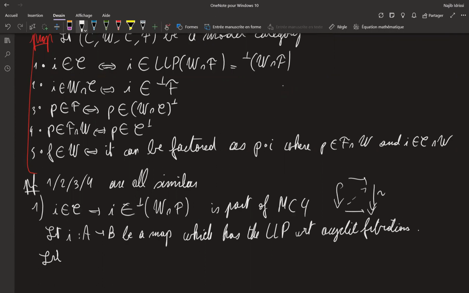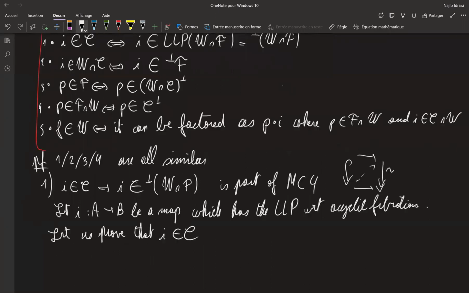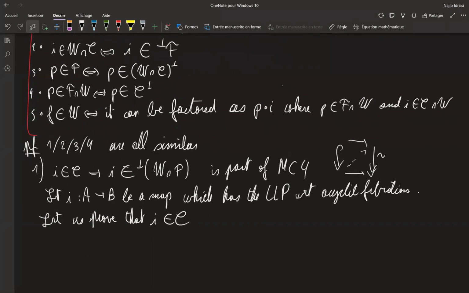And let us prove that I is a cofibration. To prove that it's a cofibration, we are going to prove that it is a retract of a cofibration. Then we can just apply axiom MC2.